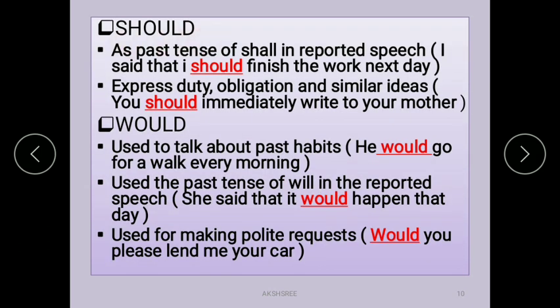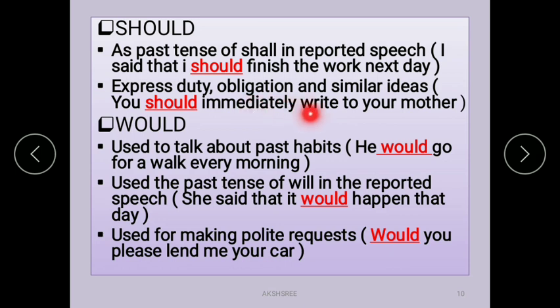Next one is should. Here, should is used as the past tense of shall in reported speech. Reported speech is another part of English grammar. We can look at it in another episode. Should is used as a past tense of shall in reported speech. I said that I should finish the work next day. Here should is used instead of shall.